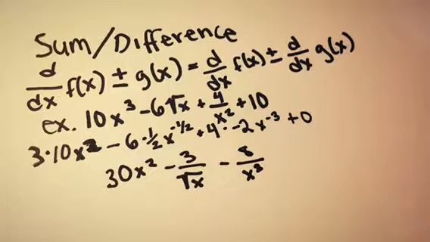For example, let's say you have the expression 10x cubed minus 6 times the square root of x plus 4 over x squared plus 10. You would just simply find the derivative of each of these terms, then add or subtract them together. So in this case, you would do 3 times 10x squared minus 6 times 1/2 x to the negative 1/2 power plus 4 times negative 2 x to the negative 3rd power plus 0. Simplify this out and you get 30x squared minus 3 over the square root of x minus 8 over x squared.